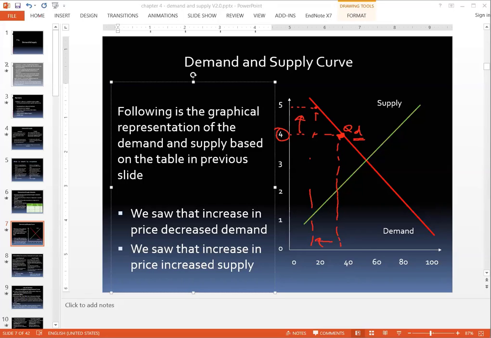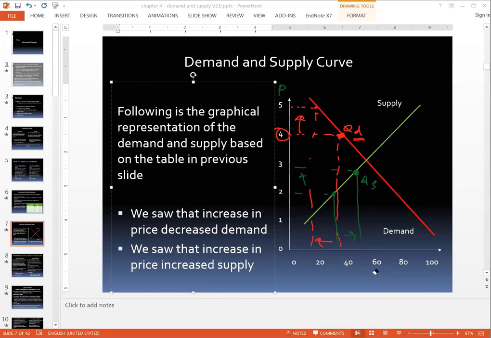Similarly, you get a different color. For supply, if the price were 2, he was selling this much. When the price was 3, he tends to sell more with the increase in price. So if you fix a point, then it is quantity supply. But if you look at the line, it is supply. So how is this line made? This is actually a plot of the table which we saw in the previous slide. We put the prices on the y-axis and quantity demand and quantity supply on the x-axis. Okay.